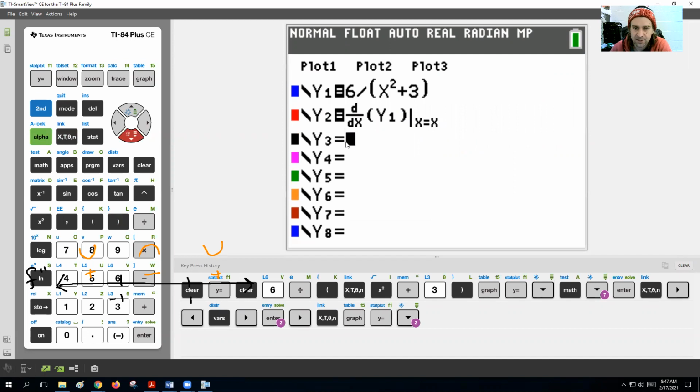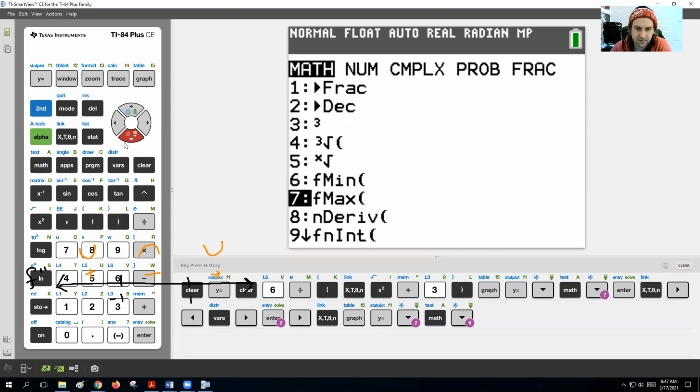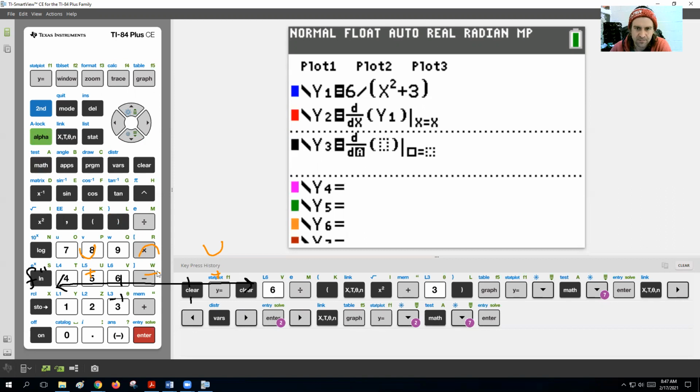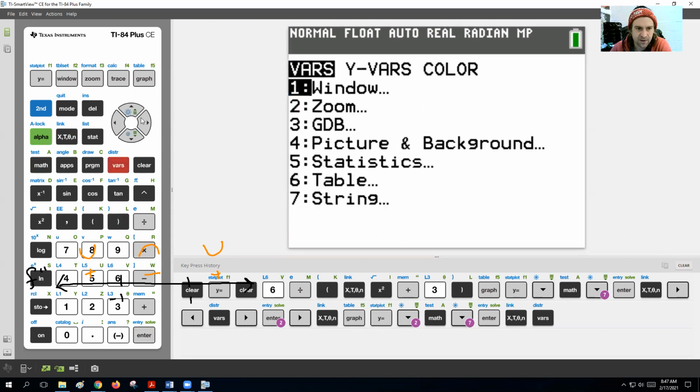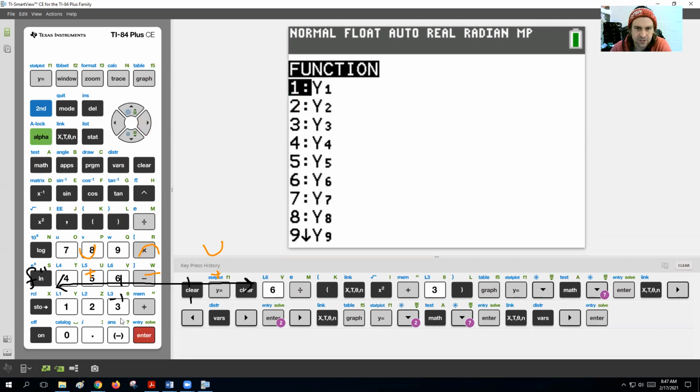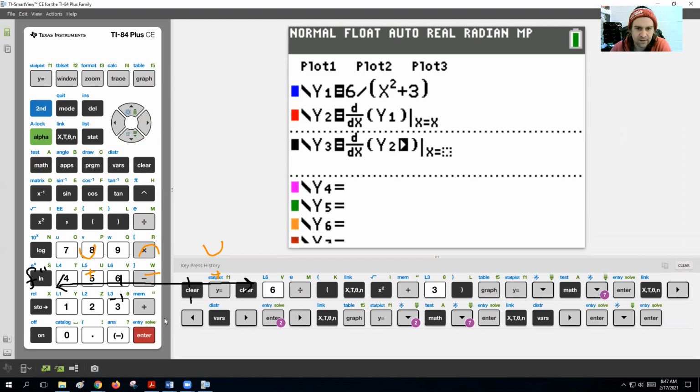And to do that, we're just going to go to this third line here, and we're going to press math again and go nDeriv. And what we're going to do, there we go, kind of froze a little bit. We're going to press x, d/dx, and now we're going to take vars and go to Y-vars, function, and we're going to pick Y2. So what this will do is take the derivative of the Y2 equation, which is the derivative of the Y1 equation. So it's the derivative of the derivative.